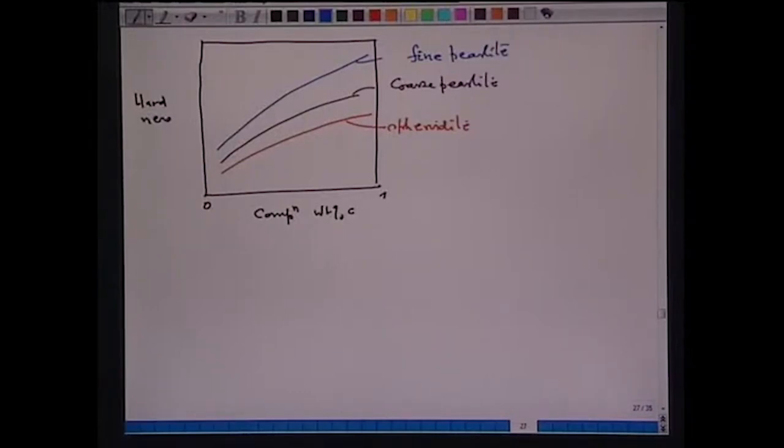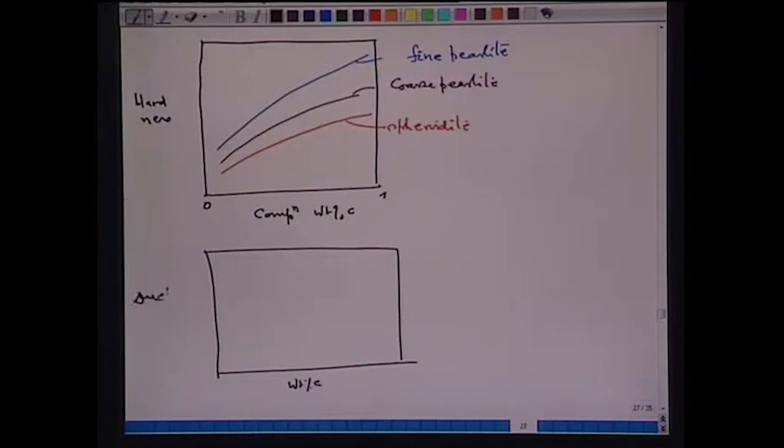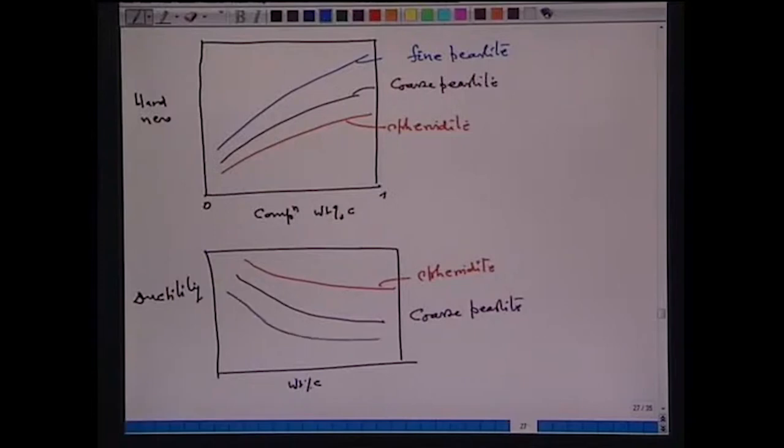Now if I take ductility, for example, if I plot here now, this scale is the same composition, weight percent carbon, I take here ductility. It will be the reverse of this plot. Say spheroidite will have the maximum ductility, then followed by coarse perlite, and this is followed by fine perlite.